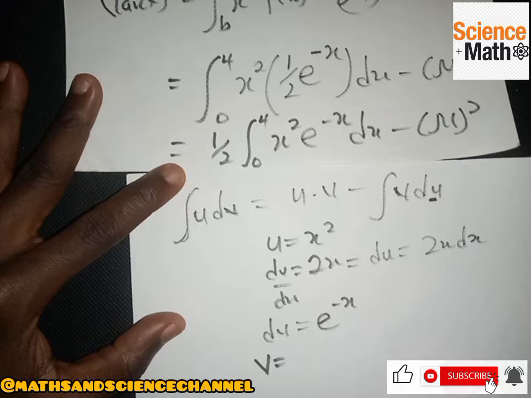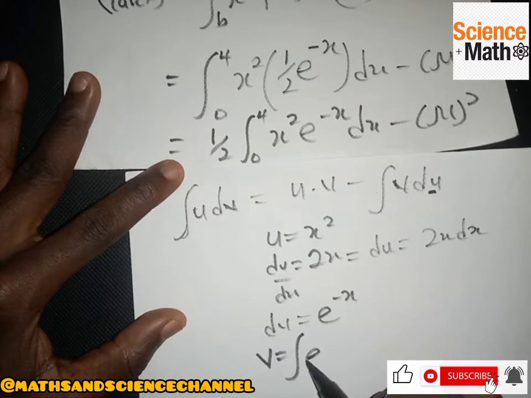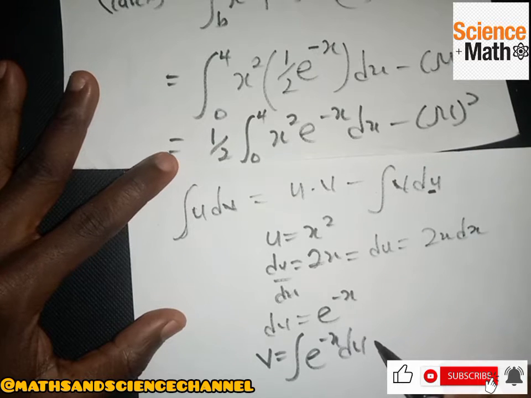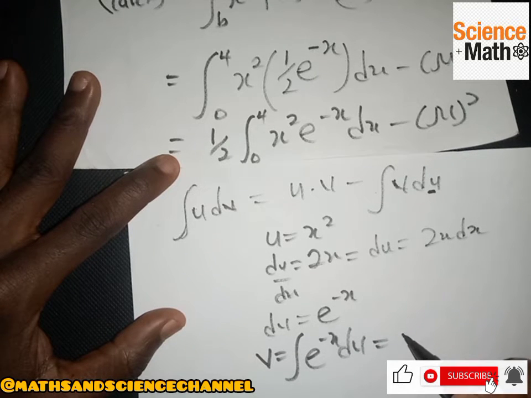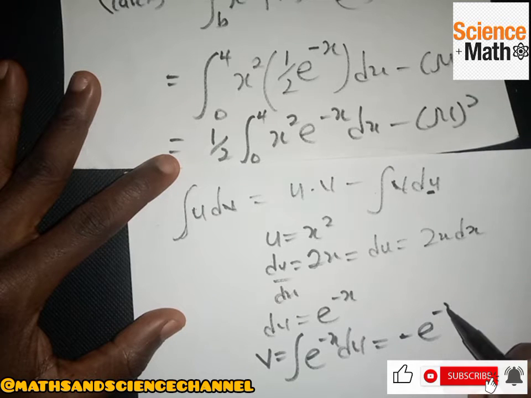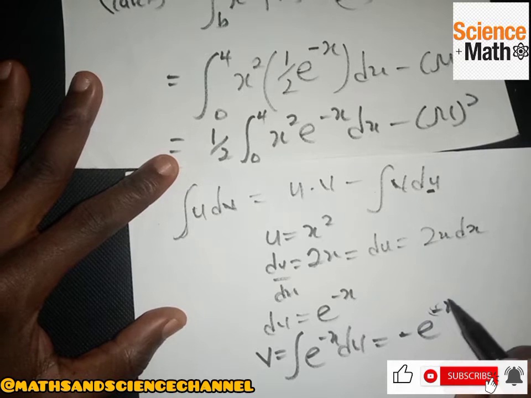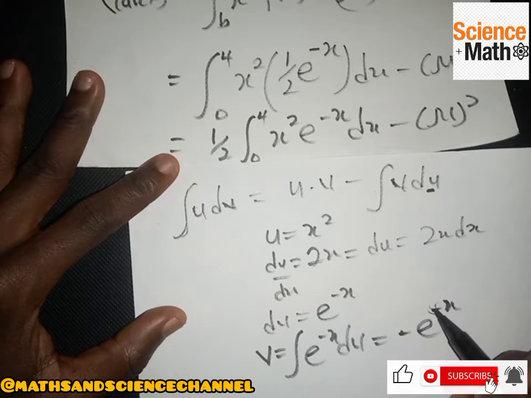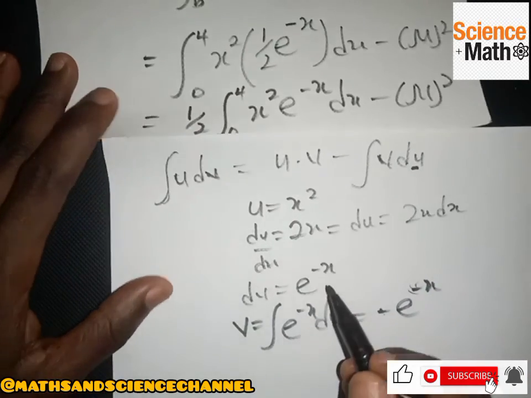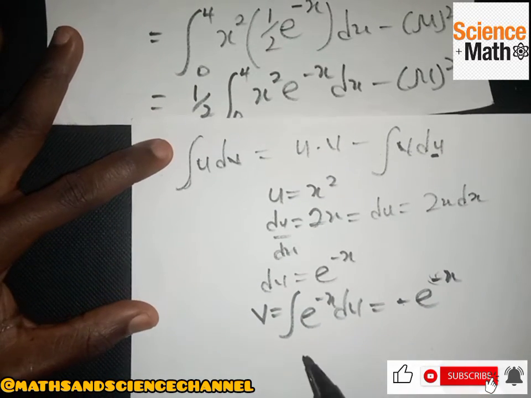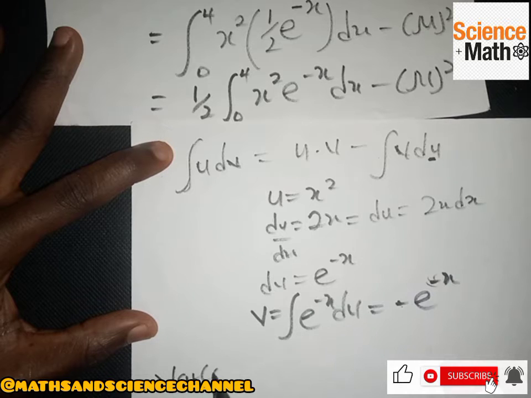If we want to find what v is, we have to find the integral of that, and this is just going to give us minus e to the power minus x. You just drop the differentiated part, which is negative x here, which gives minus 1. You drop it and then you repeat the same thing. So that's how to integrate that. Since we have this, we can go ahead and put that into the variance.